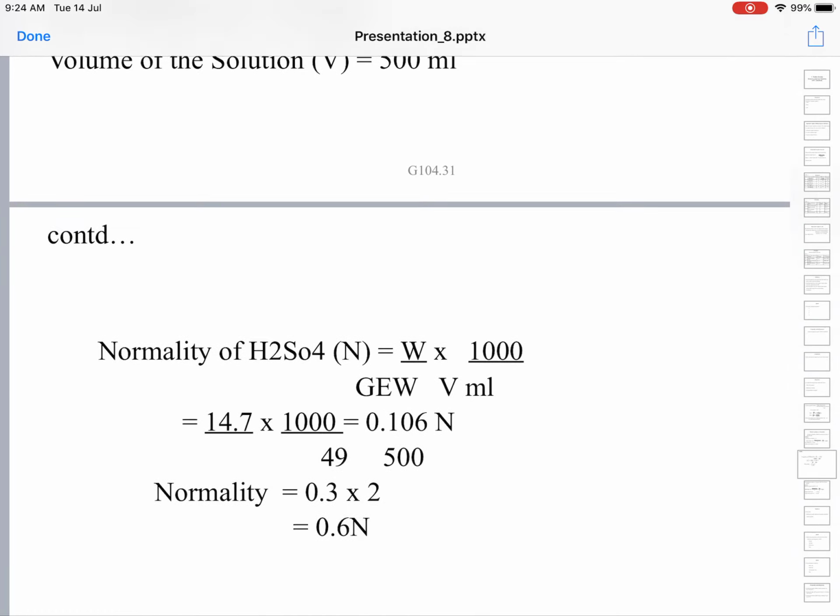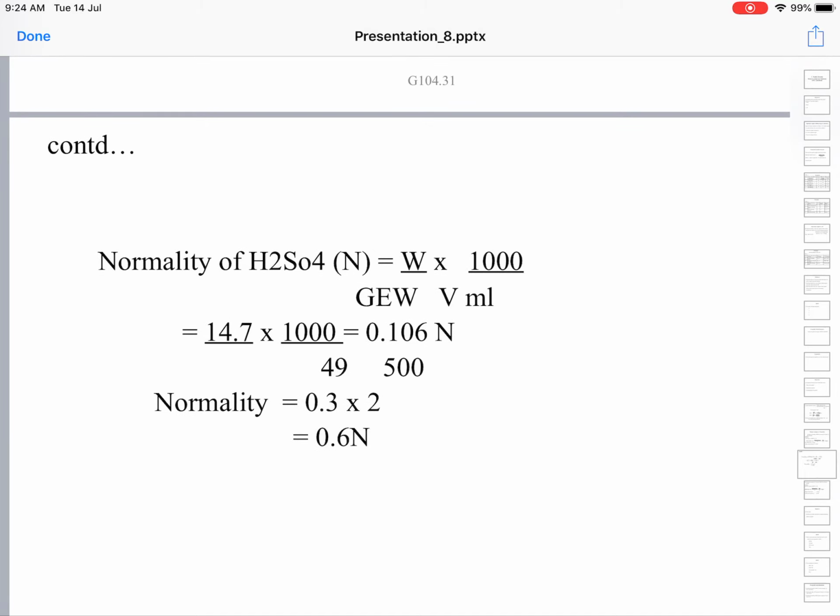Normality is equal to weight by gram equivalent weight into 1000 by volume in milliliters. That is 14.7 by 49 into 1000 by 500. That comes to 0.6 N. Normality is 0.3 into 2, that is 0.6 N.